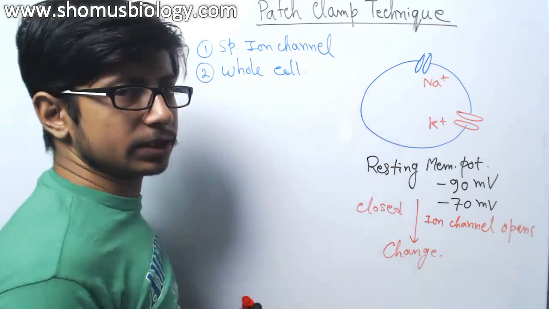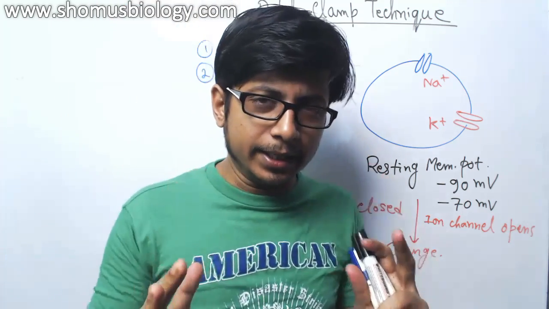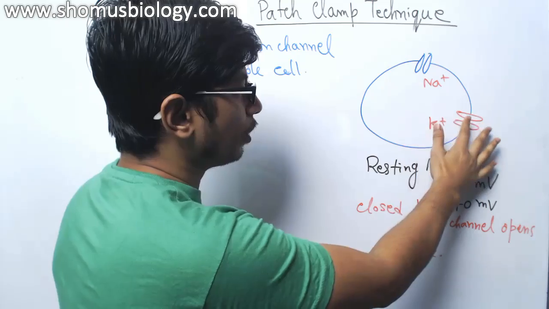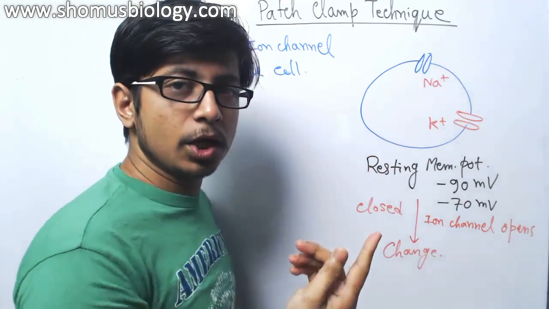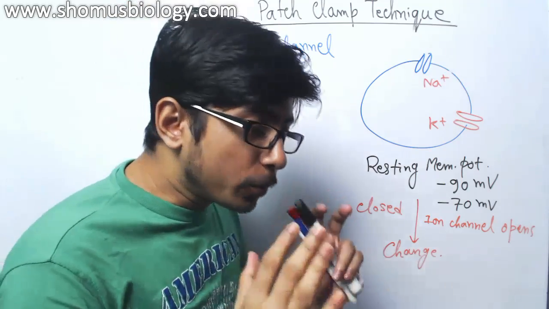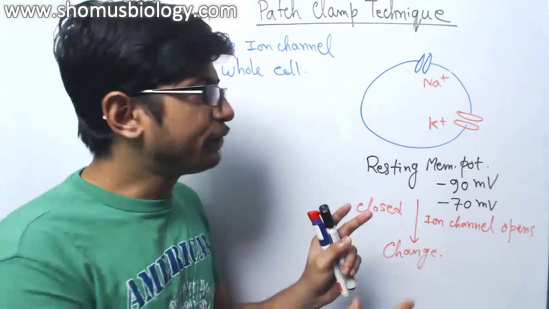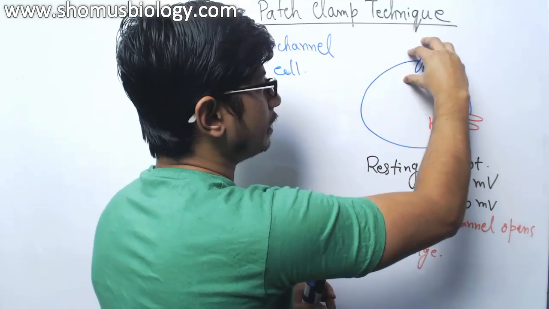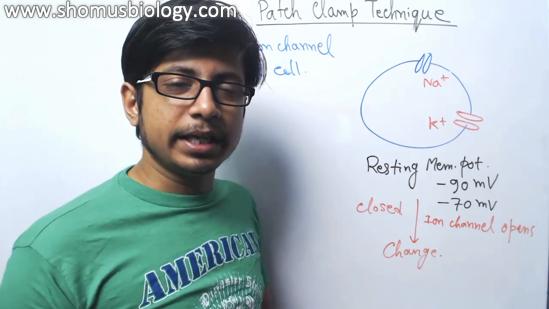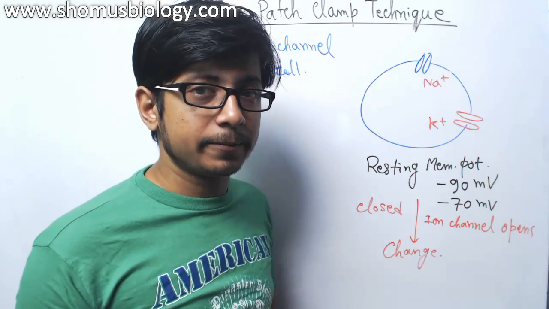Now what is this technique suggesting? In your mind you can think, what technique can give us an idea about what's going on across this ion channel? Definitely we need to extract the ion channels. Now the problem with this idea is, if we extract a fragment of the cell membrane, that can be dangerous because the cell will ultimately die.